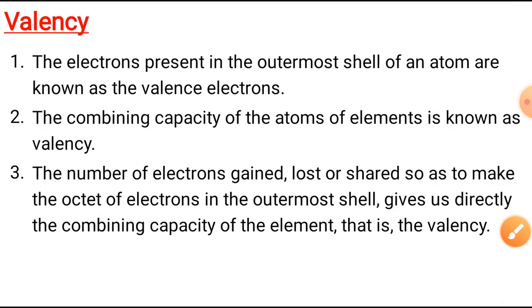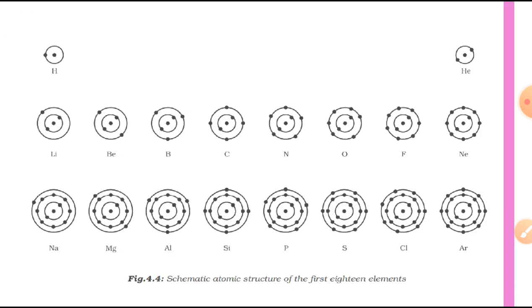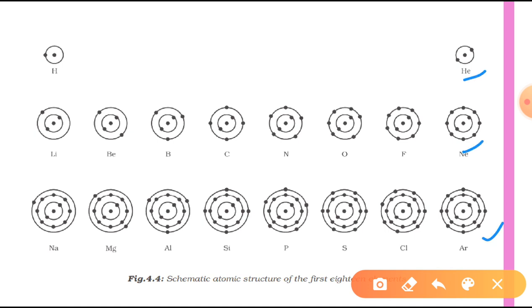This is valency. Now students, you have seen that in any atom the number of electrons and the number of protons are equal. Now, you have recently seen some examples. Let's go back here. Just look at helium, neon, argon. They have a completely filled outermost shell. Helium has 2 electrons because the K shell can have a maximum of 2 electrons. That is the highest number of electrons which can be filled in K.